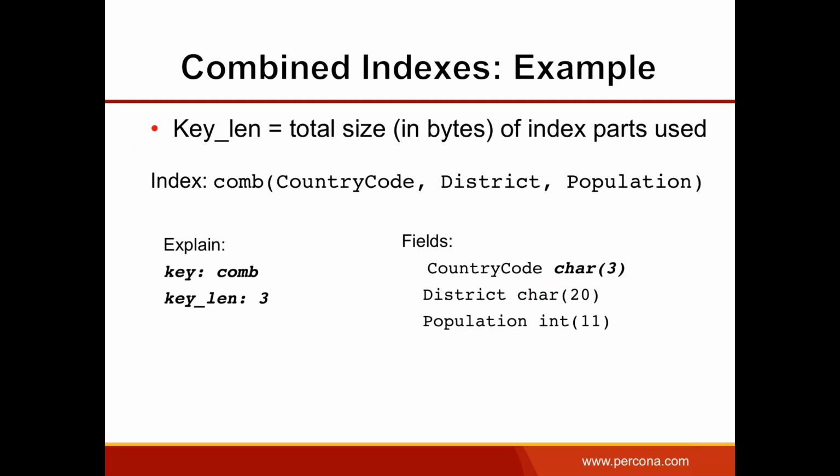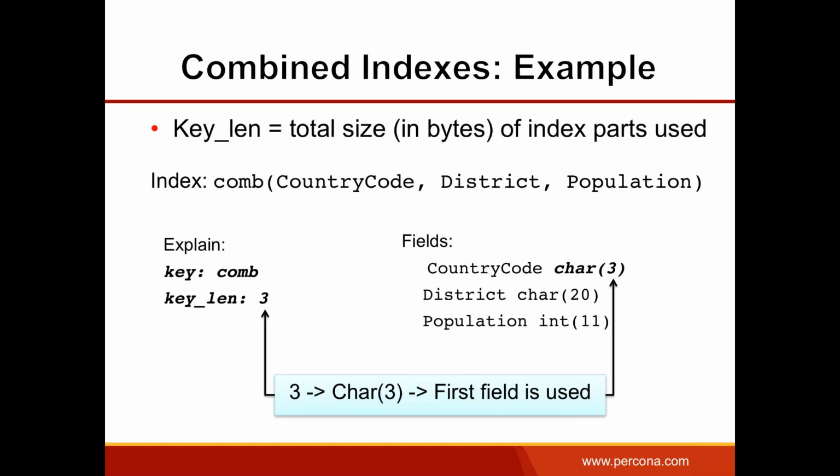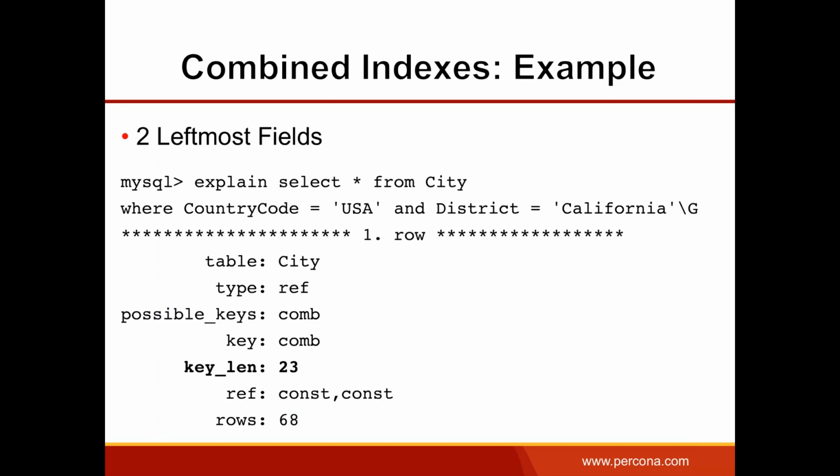Again, the index is on country code, district, and population. And the country code is declared as a char 3. So by looking at the key length 3, we see that the first field out of our 3 fields index is being used.